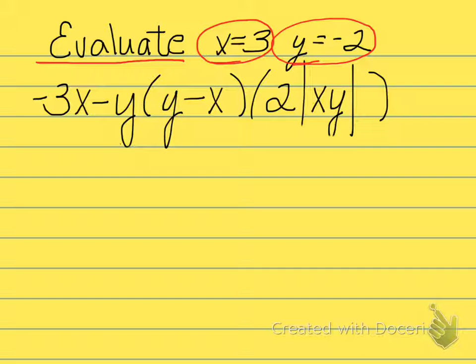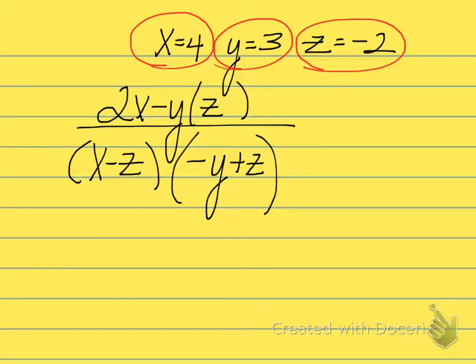Problem number 1: evaluate where x is 3, y is negative 2, and the expression I gave you is negative 3x minus y times the quantity of y minus x times the other quantity of 2 times the absolute value of xy. All right, moving on to the next one. Just reading these to make sure there's no writing that I've done that you can't identify.